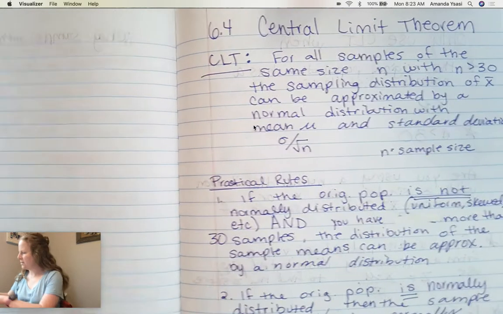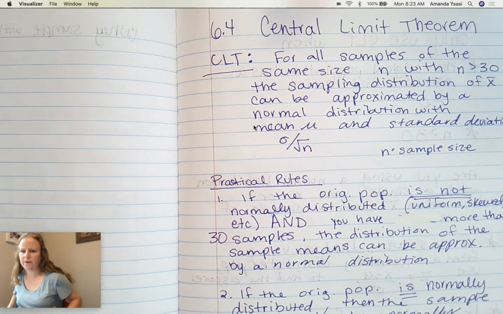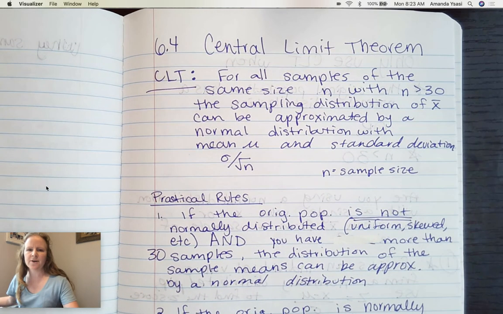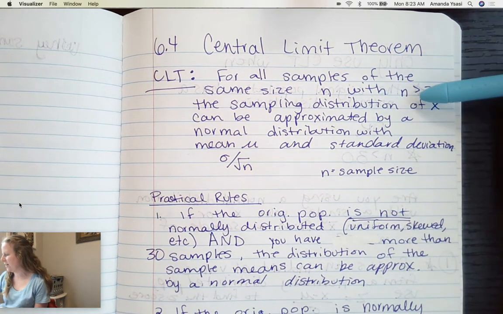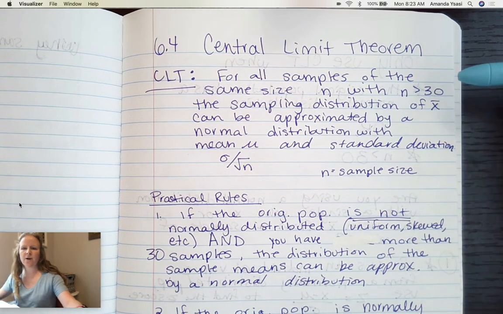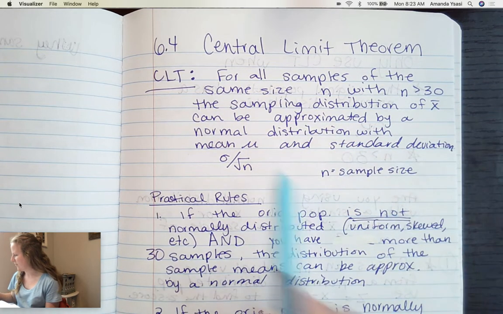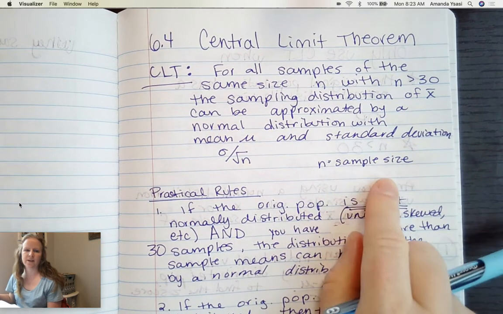All right, so here is the central limit theorem. I went ahead and wrote down the notes in my journal, and I'll just talk about them as we go. So if you want to pause it, write things down, you can. Now I'll explain. The central limit theorem: for all samples of the sample size n, where n is greater than 30, can be approximated by a normal distribution with mean of mu and standard deviation of theta over square root of n, where n is your sample size.